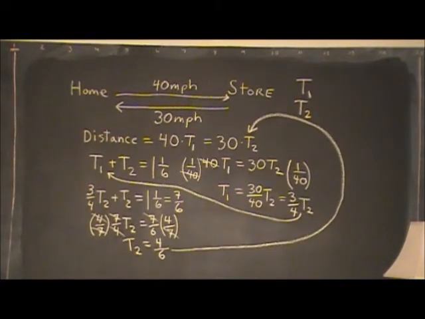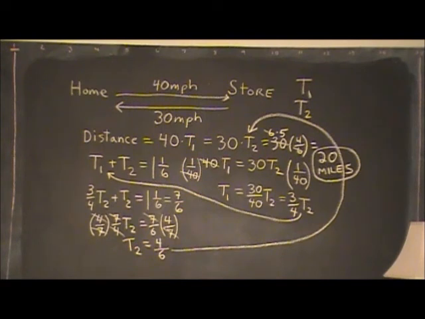Since we were asked for the distance traveled to the store, we can simply take this value for t2 and plug it into the distance equation above, which shows that the distance traveled to the store, or from the store home, which is the same distance, is equal to 30 times t2, which is equal to 30 times 4/6. Since 30 is equal to 6 times 5, we can cancel the 6s, and we find that the distance traveled to the store is 5 times 4, which is 20 miles.